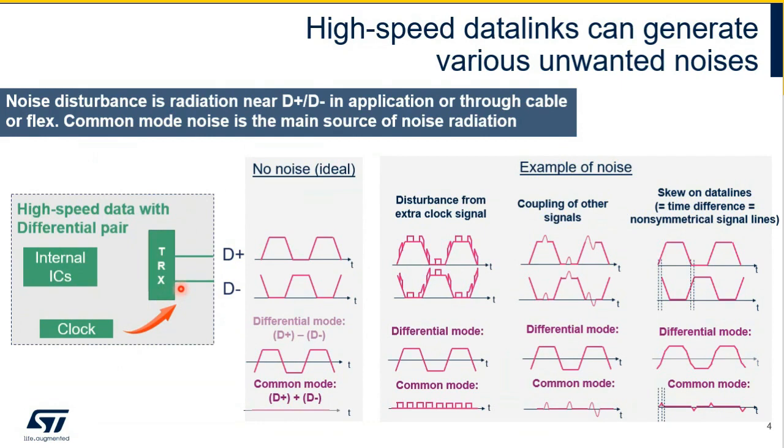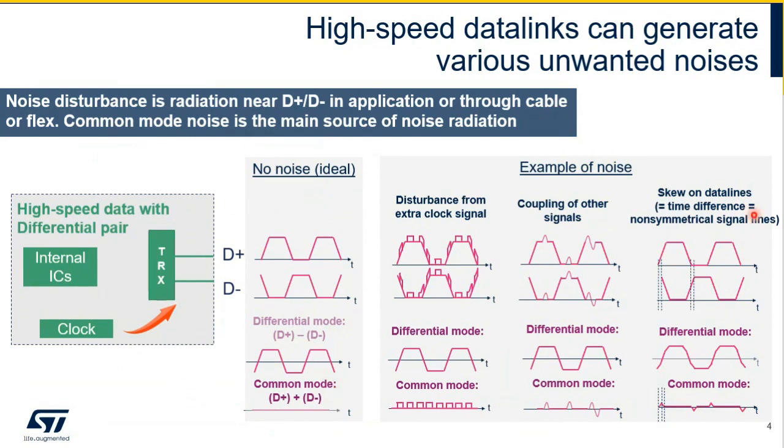For differential signals in phase opposition, two modes are considered: differential mode and common mode. The common mode is the main risk of noise emission. In the ideal world, the data are visible in differential mode, whereas the common mode signal is zero.